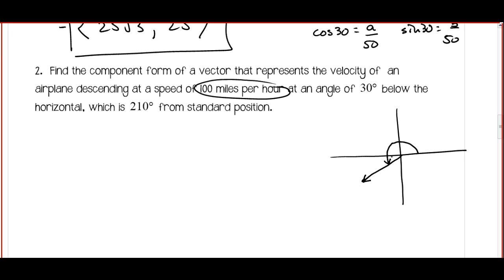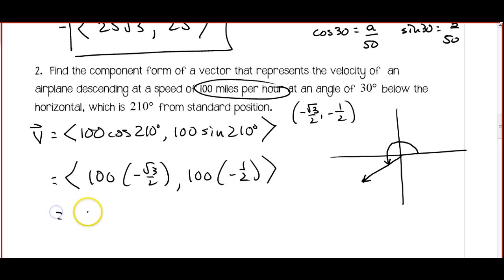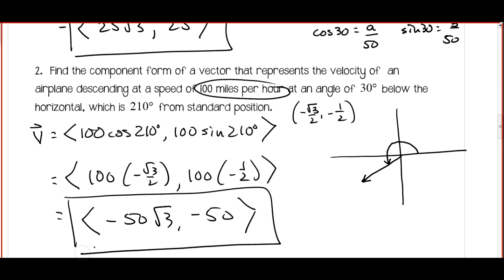Okay, so again, we want to find the component form. And really my reference angle here is 30 degrees. So I know, and I'm in the third quadrant, so I know my coordinates again are going to be root 3 over 2, negative, and negative 1/2. So then my component form is going to be my magnitude, which is 100, times the cosine of 210 degrees, which, again, I just used a reference angle of 30, and 100 times the sine of 210 degrees. So I get 100 times negative root 3 over 2, comma 100 times negative 1/2. And we get negative 50 root 3 for the x component, and negative 50 for the y component. So these are the x and y components of our vector.